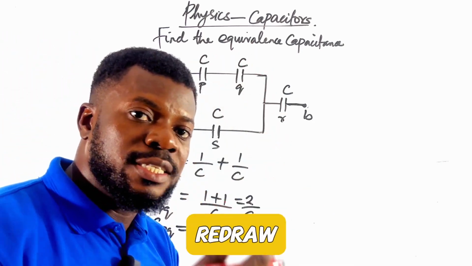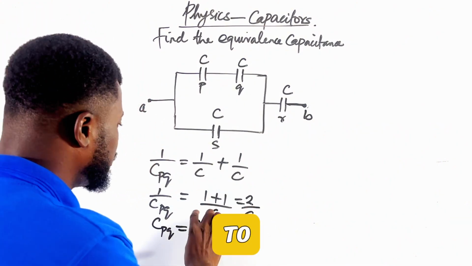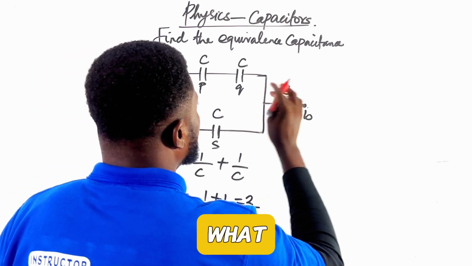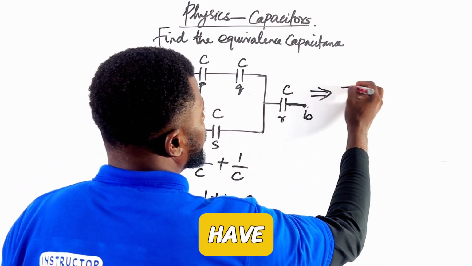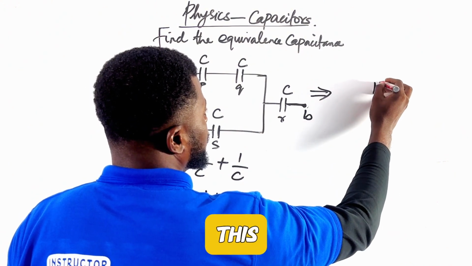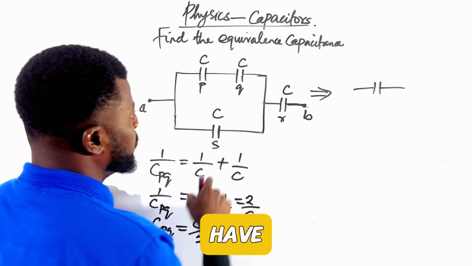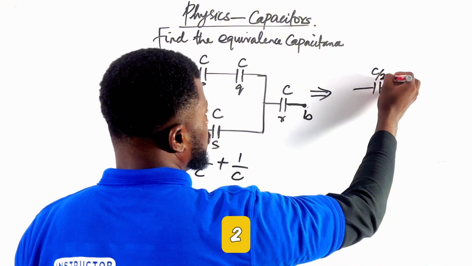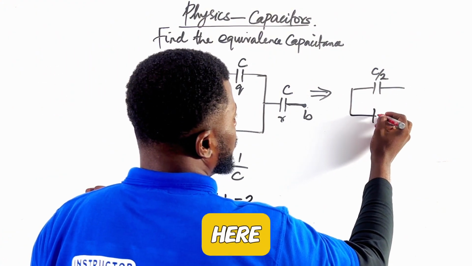So I want to redraw the circuit. That's how I simplify circuit problems. If I redraw the circuit, I'll have to represent this and every other thing. So we continue from there. So what this circuit becomes, this is what it becomes. We have this guy. Let me shift it a little bit. This answer you have, that is this. You have C over 2. And then what about this guy? We have it somewhere here.